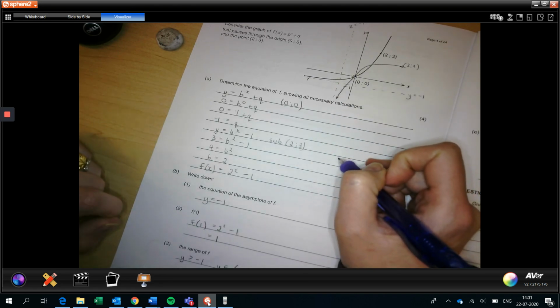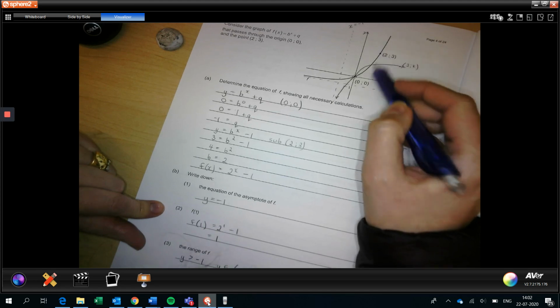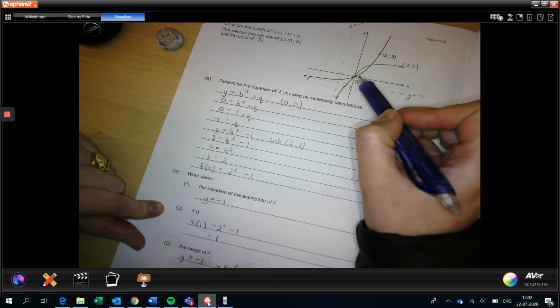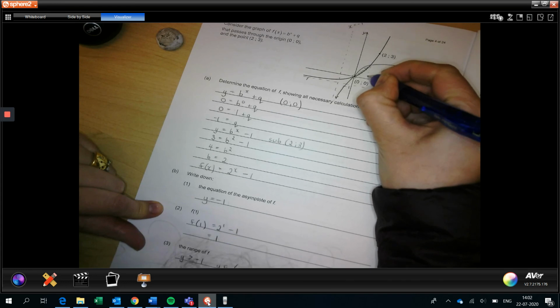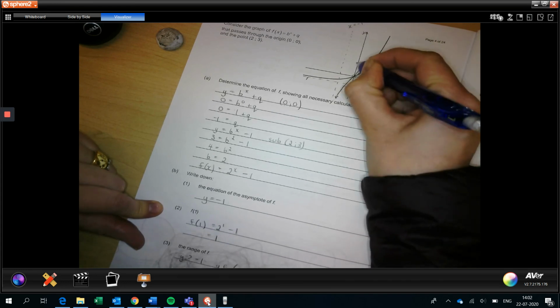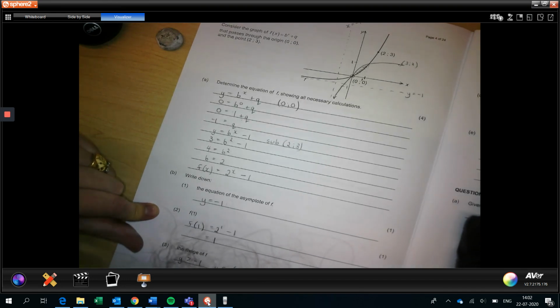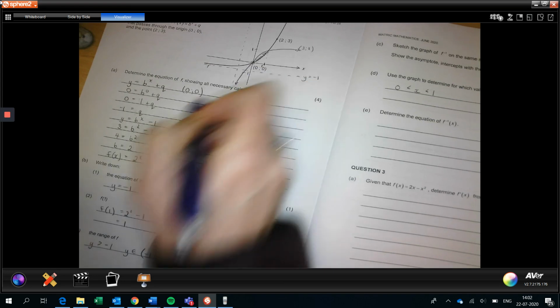Use the graph to determine for which values of x, f of x is less than the inverse. So you need to find where the original is below the inverse. So the original is below the inverse there. That point there is the point of intersection of the two graphs. It's 1, 1. So we can say then that x is between 0 and 1. It's this little section here, and we read off from the x.